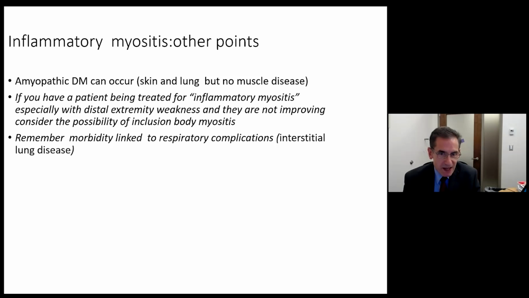Inclusion body myositis is different because it typically involves distal extremity involvement, such as the thumb, in addition to having proximal muscle weakness, which is common to the other inflammatory myositis or myositis syndromes that we've already mentioned. And it's important to note that a lot of the morbidity and mortality associated with the inflammatory myositis syndromes is related to respiratory complications, including interstitial lung disease.